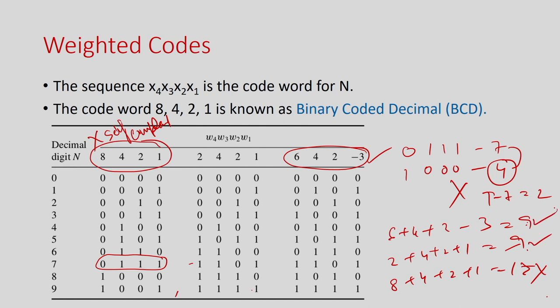So, this is not self complementing, this is self complementing. As long as the sum of the weights is 9, this code will be self complementing, and that is why these two particular weights are important. It is not that we have chosen this arbitrarily. The weights are chosen in such a way that this code satisfies the self complementing property.